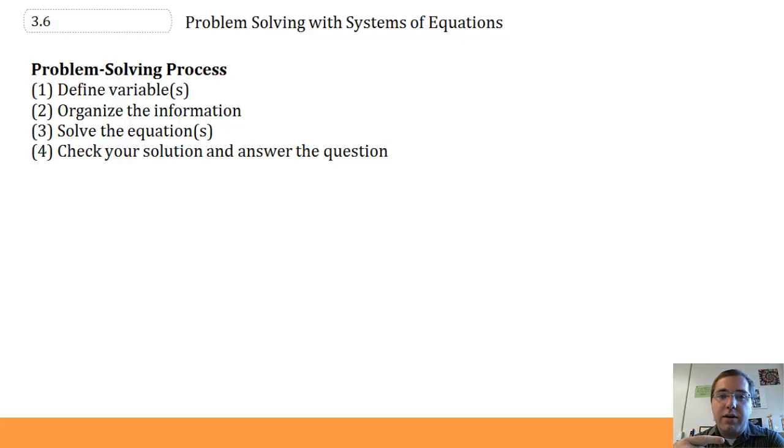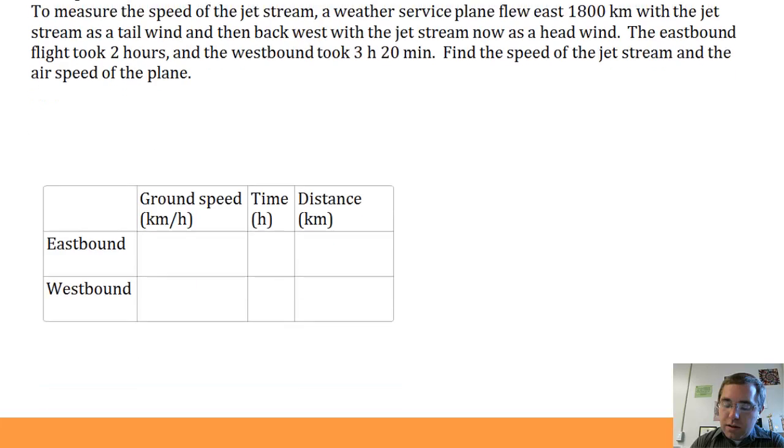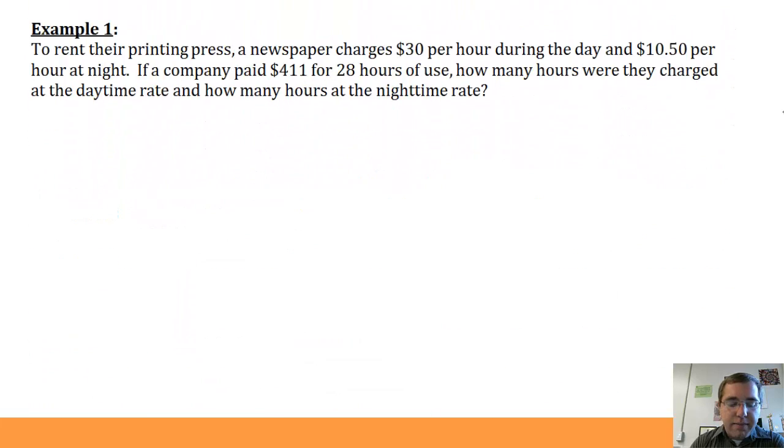The first step is to define your variables. And notice that's plural here because now we're going to have two variables and we're going to end up with two equations, a system of equations, and we're going to solve for both variables. So define your variables. Organize the information, ultimately leading to two separate equations of the same two variables. Then solve the equations, plural again, and check your solution and answer the question. So I'm just going to do two examples with you here in this video, and then set you on your way.